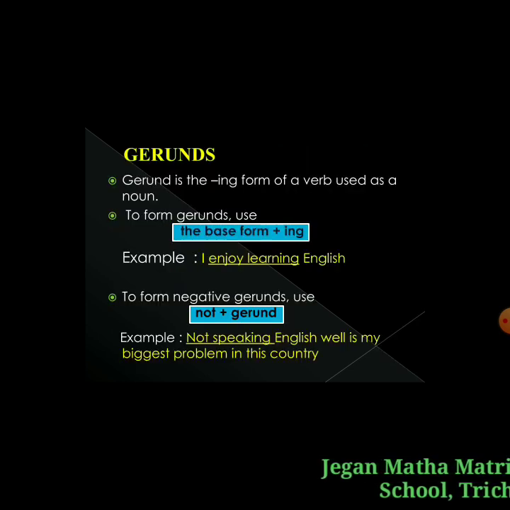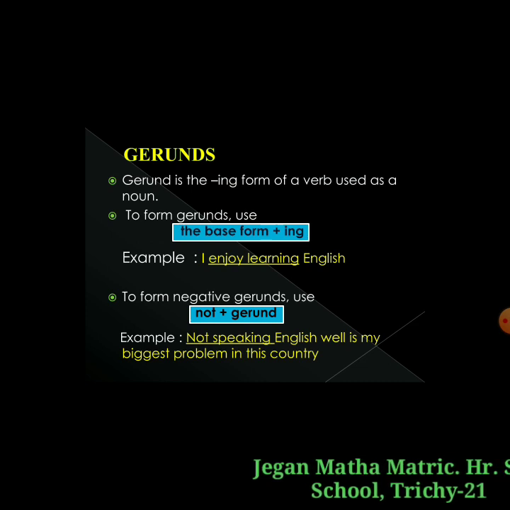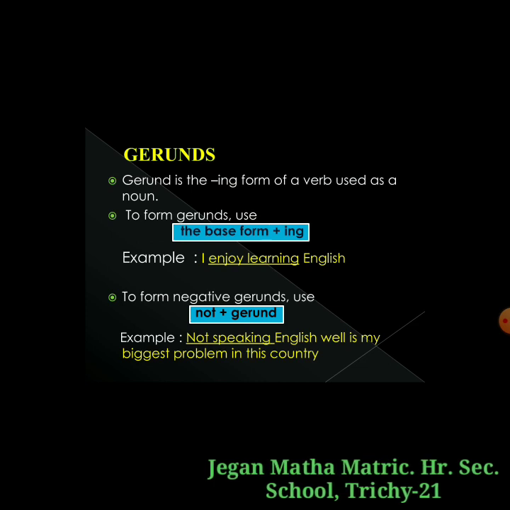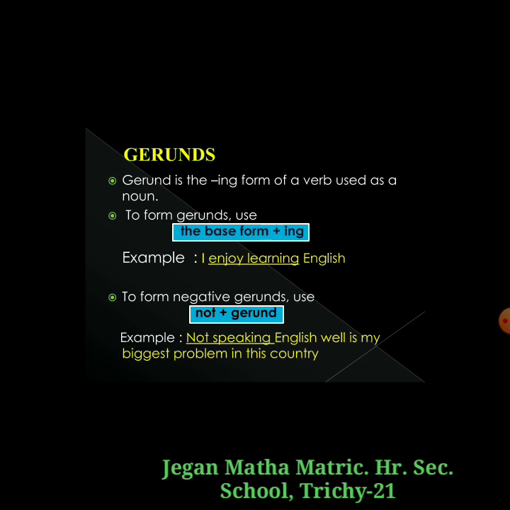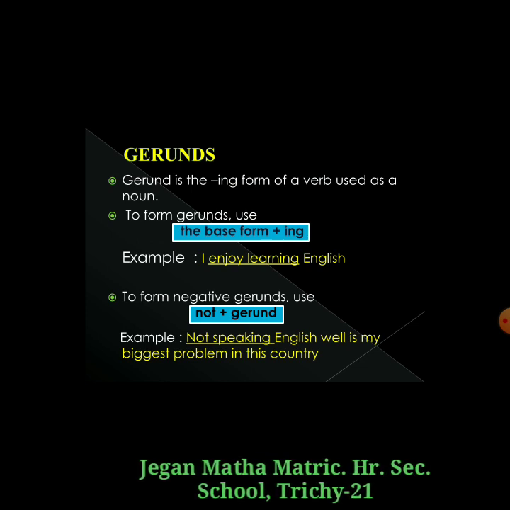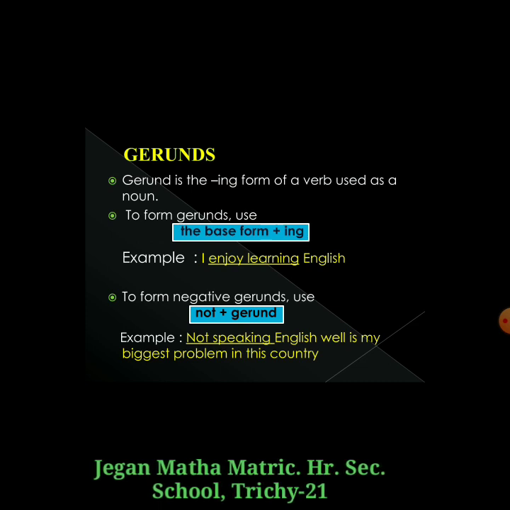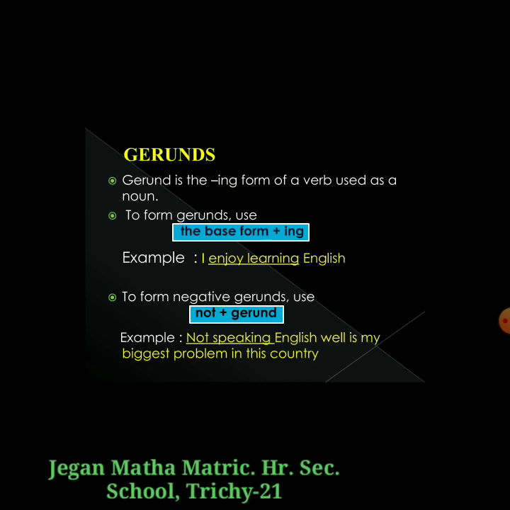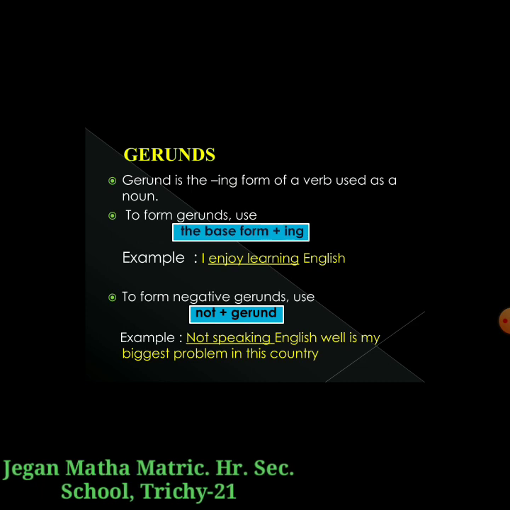Gerunds. A gerund is the ing form of a verb used as a noun. We just have to use it as a noun. Verb plus ing. To form gerunds, use the base form plus ing. For example, I enjoy learning English. The base form, the verb here, is enjoy. And then, I enjoy learning: learn, verb plus ing. It is called a gerund.